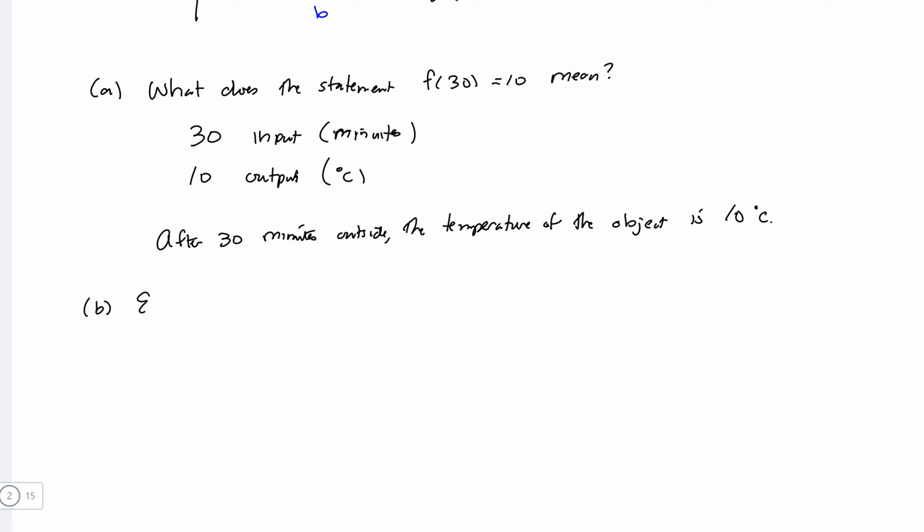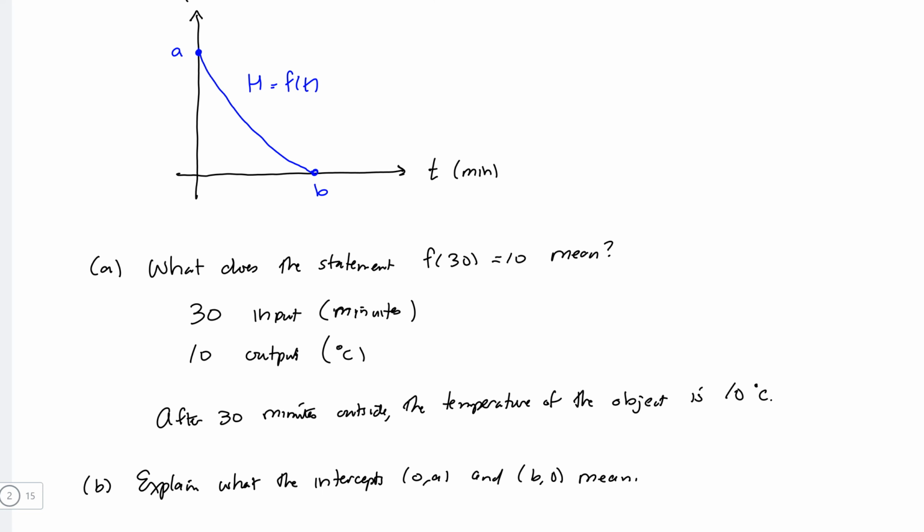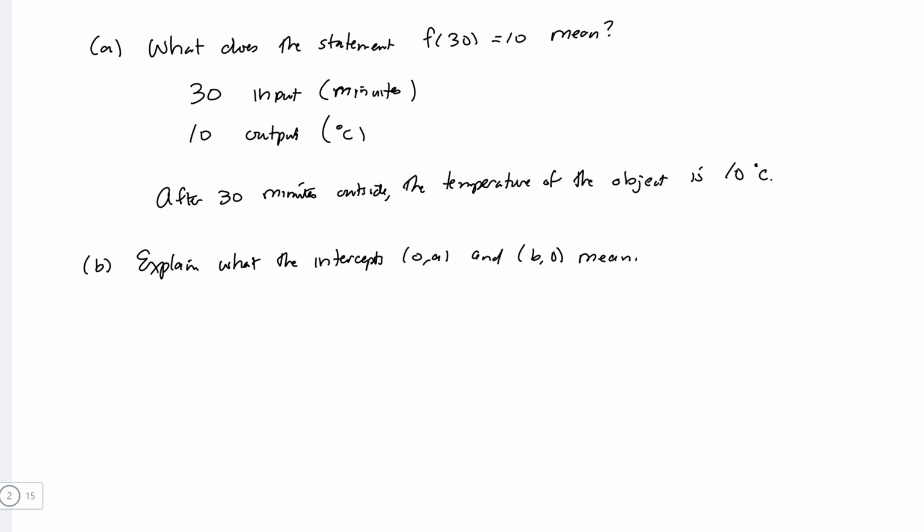So let's explain what those numbers mean, the intercepts. So this point here would be 0, a, and the other intercept would be b, 0. Let's explain what these mean. So if we look at our graph here, at 0, a, that means our height, our temperature, is whatever a is, and that's 0 minutes outside.